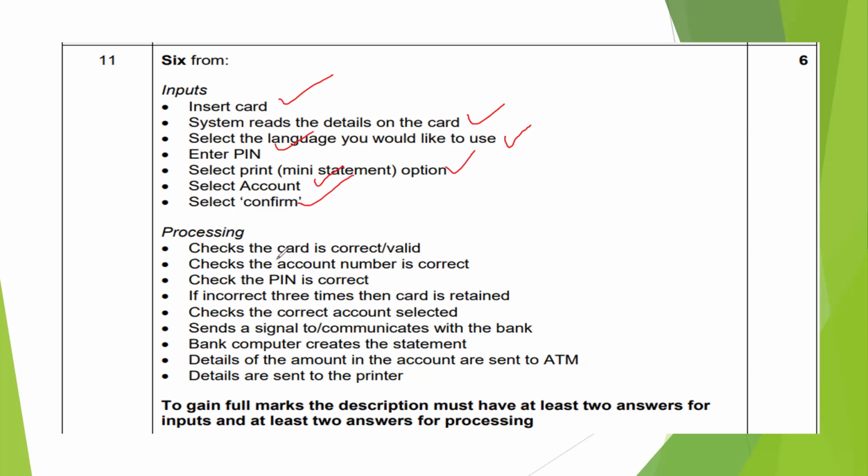Then processing. Check the card is correct or valid. Check the account number is correct. This is the processing part. Check the PIN is correct. If incorrect three times, then the card is retained. Check the correct account details selected. Send a signal to, or communicate with, the bank. Bank computer creates the statement. Details of the account are sent to the ATM.